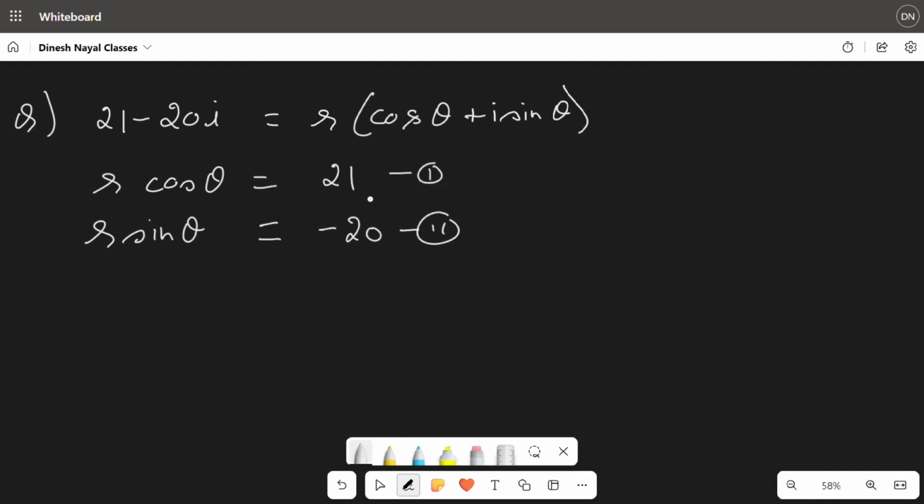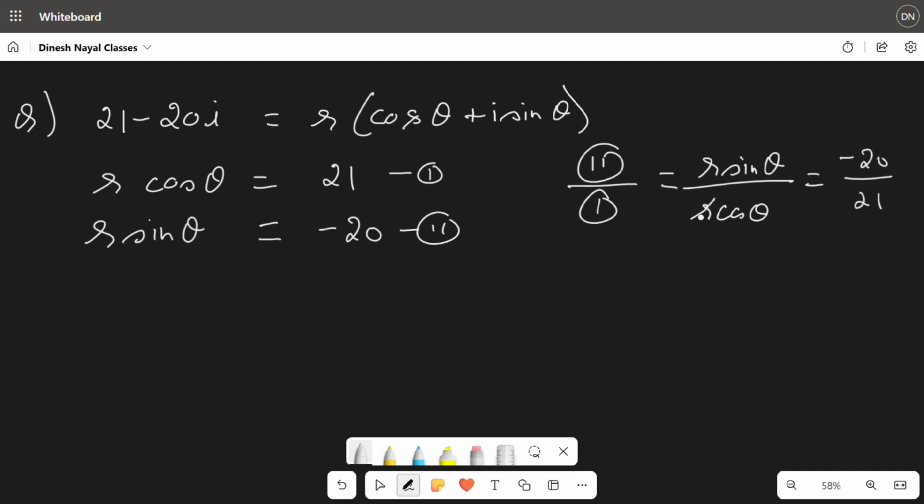Now see, performing the same thing, equation 2 by equation 1. So this will be r sin theta upon r cos theta. So r sin theta is minus 20 by 21. So r cancels, and we get tan theta. So tan theta we just write minus 20 by 21, and theta will be tan inverse of minus 20 by 21.